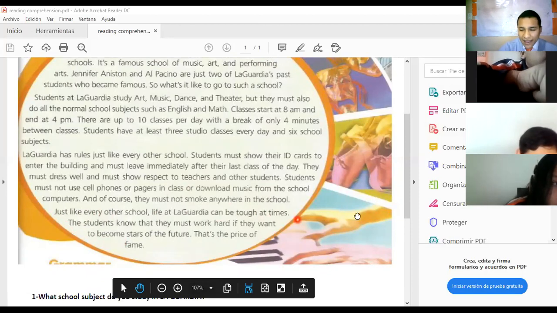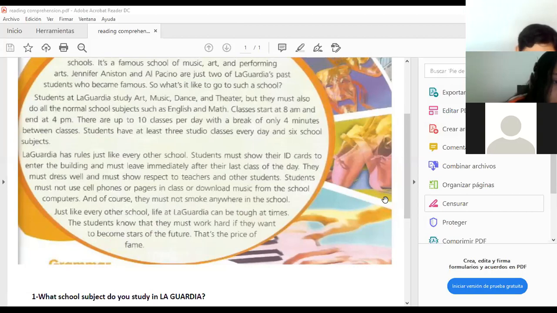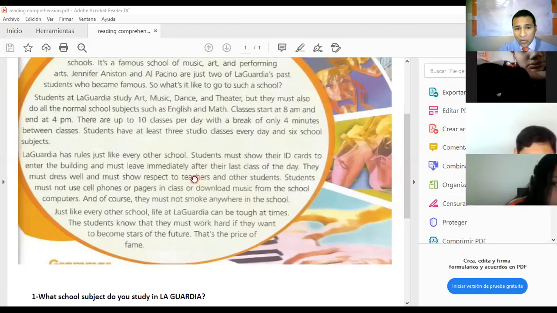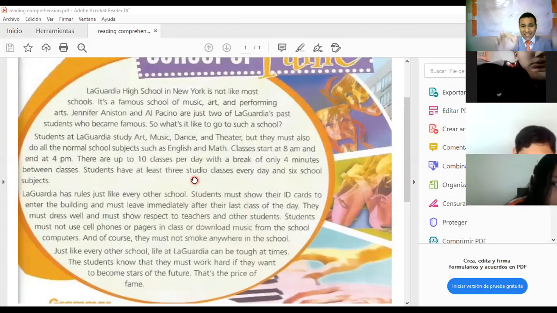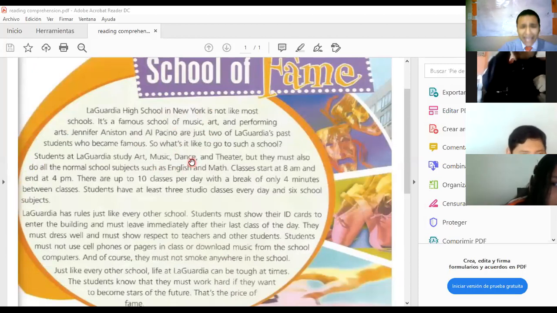Of fame. Thank you, Melina. Thank you, Stephanie. Thank you, Iris. And Mauricio, Anaelis, I hope you read the article. Espero hayan leído. Now, guys, listen. Here we have an article about La Guardia School. Okay, now, question for the most intelligent. One extra point in 2025, en el 2025. One extra point. Listen.